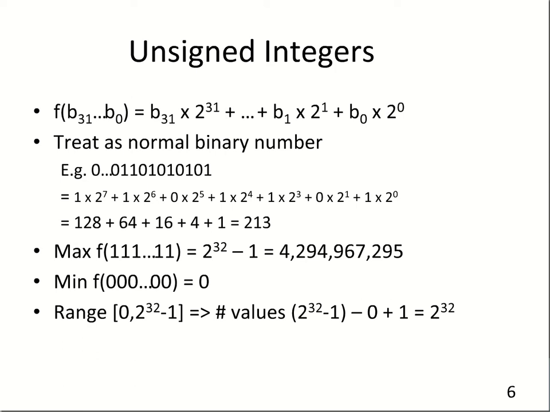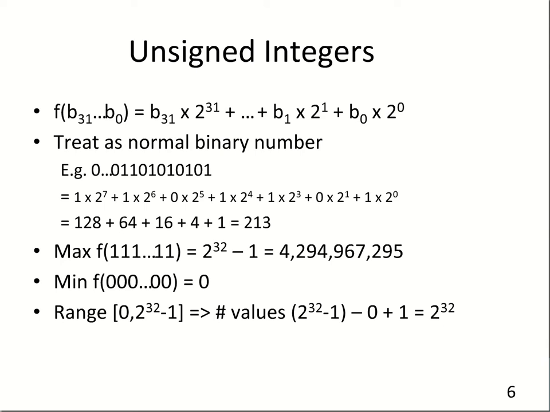Here's a couple of examples. The maximum value that we can represent with an unsigned integer representation is all ones, which is shown here. For a 32-bit value, it's a little bit over 4 billion. The minimum is 0. So the range can be, in general, expressed as anywhere from 0 to 2 to the 32 minus 1.